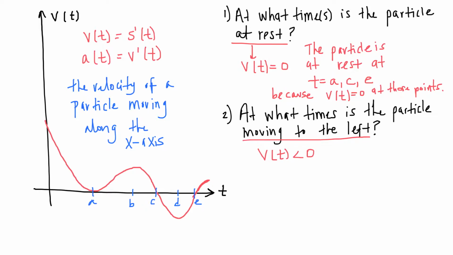So now we can look at the graph, and this is actually quite a simple question. When is the velocity negative? Whenever the velocity is below the t-axis. And so now we could say the particle is moving to the left. I'm just going to say it's moving left.